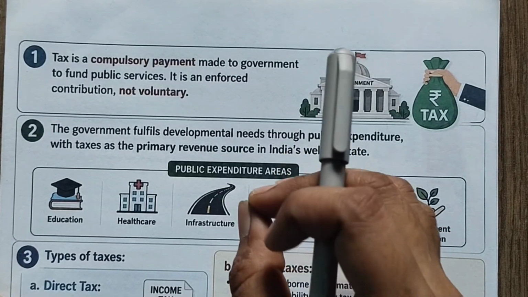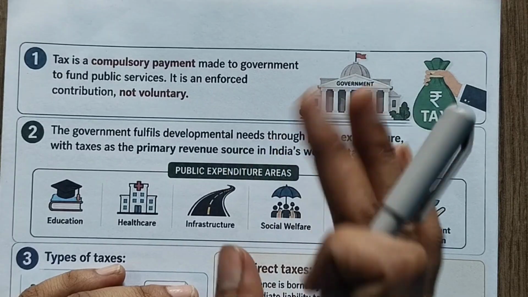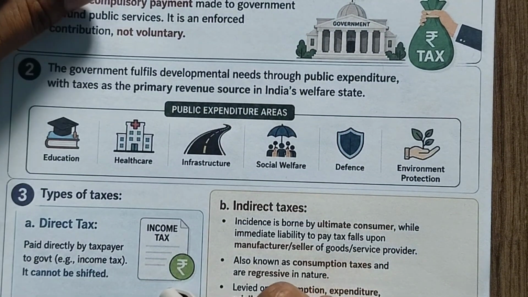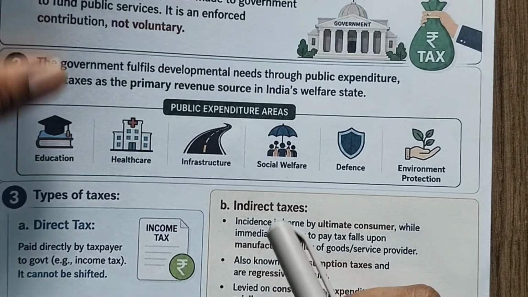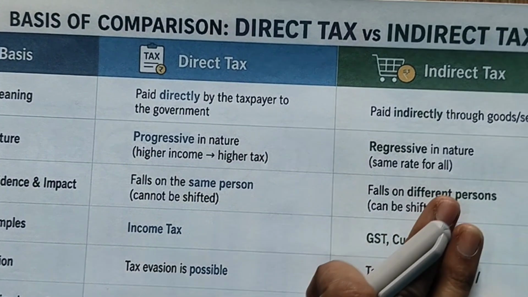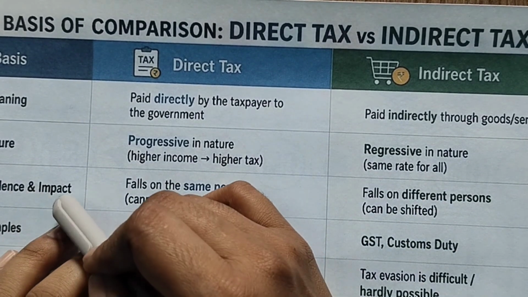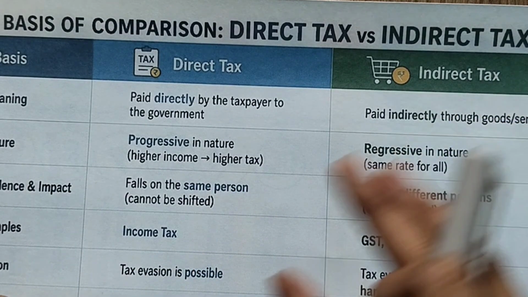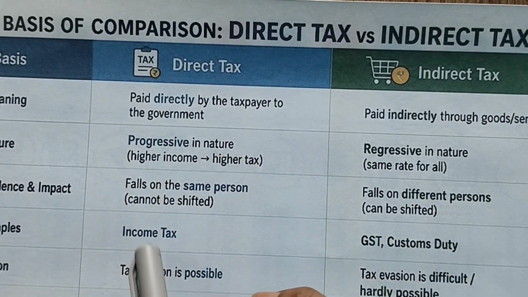In India, we have three levels of government: union, state, local level government. And taxes have been divided into direct tax and indirect tax. Let us understand what is direct tax and what is indirect tax with comparison. Now, direct tax means the person pays the tax directly to the government. The assessee, the person, pays the tax to the government. It is called the direct tax.